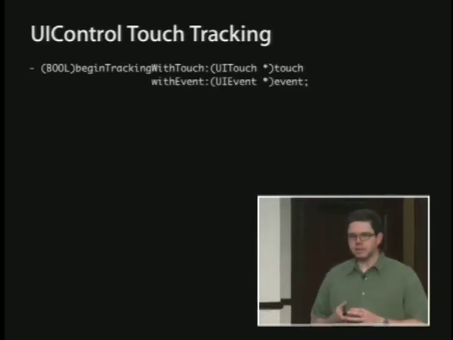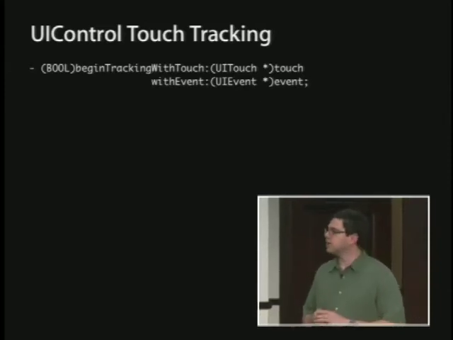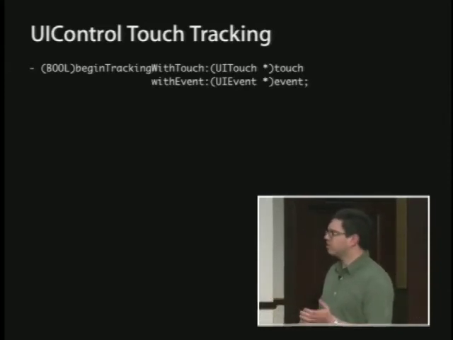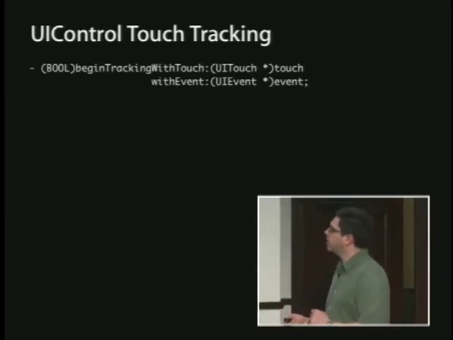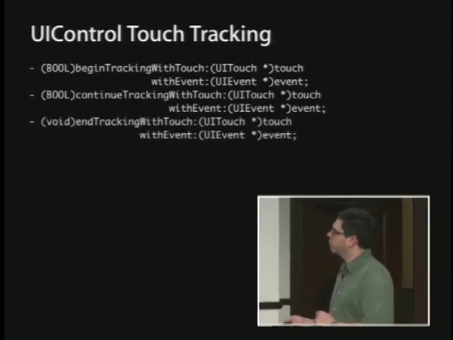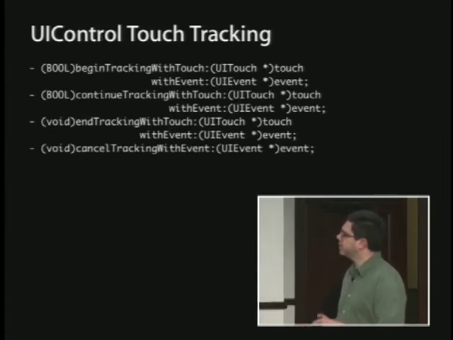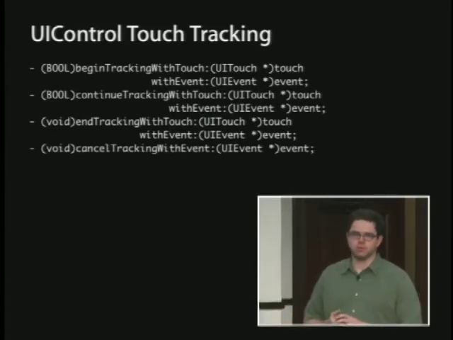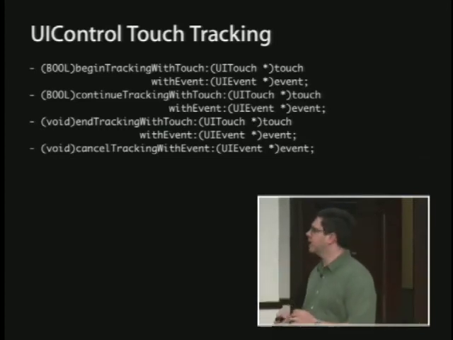So if you subclass UIControl and want to actually look at the touches that are being processed, there's a set of methods to do that. These are somewhat analogous to the touch handling methods. There's beginTrackingWithTouch:withEvent:, continueTrackingWithTouch:withEvent:, endTrackingWithTouch:withEvent:, and finally cancelTrackingWithEvent:. The main difference here is that there's a touch argument directly passed in because controls don't know how to deal with multiple touches. They're all single touch objects. So you don't have to worry about it being a set of touches. It's just the one touch that's interacting with the control.